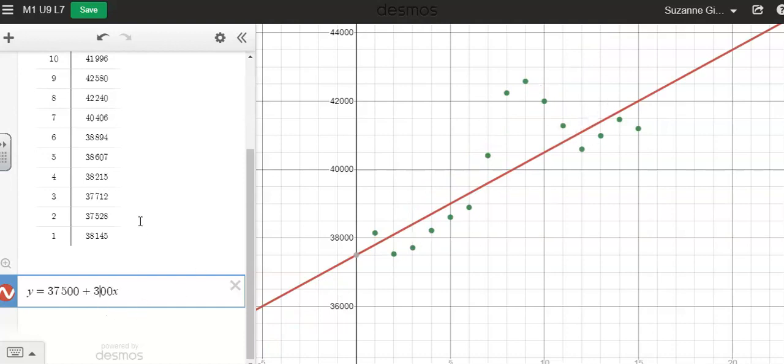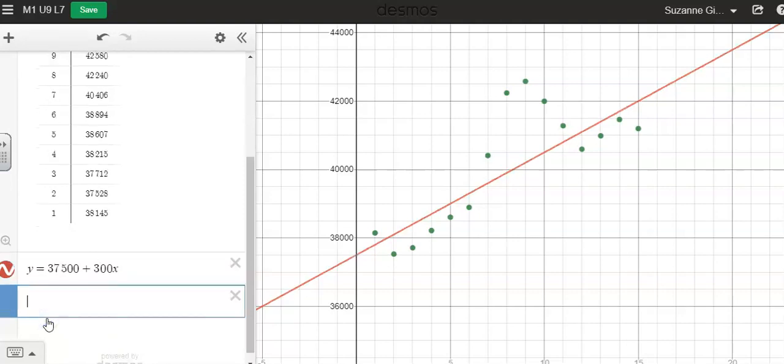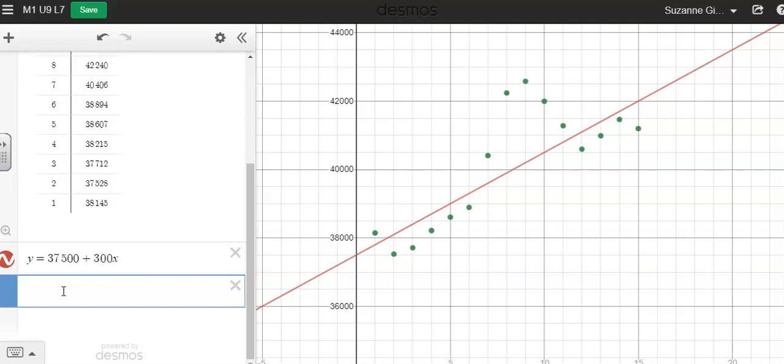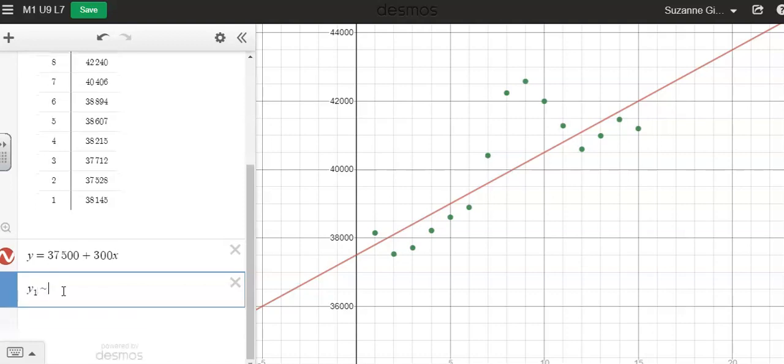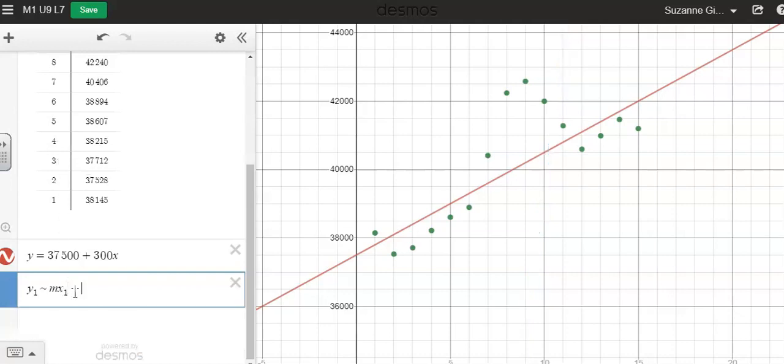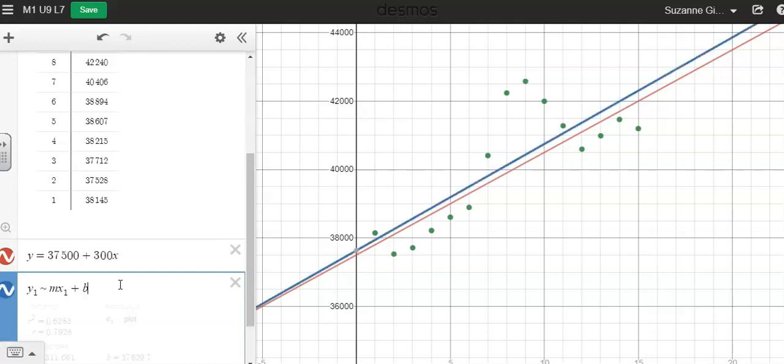So now let's use technology to compare the line that I estimated with the actual line of best fit. To do that with Desmos, I have to type in a specific command. So I have to look at what my variables are labeled here. I have x1 and y1. So I'm going to use slope-intercept form. I'm going to do y1, then I'm going to use the tilde, so shift and then the button beside the 1, and then m for slope, x1 because I want it to use the x1 variable, plus b.